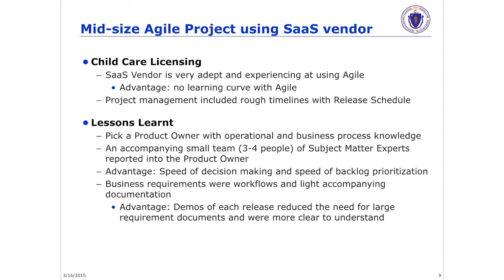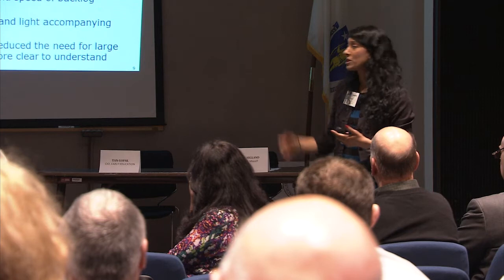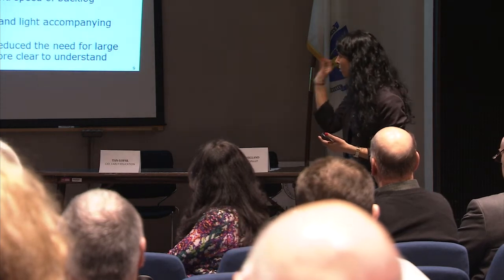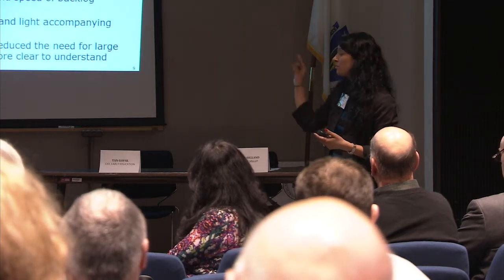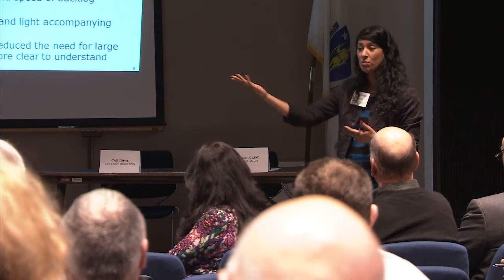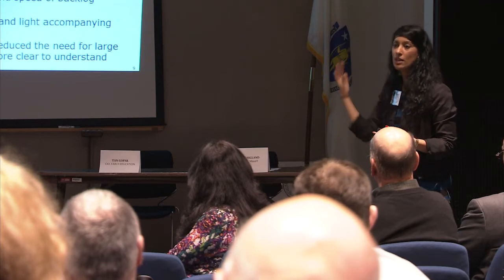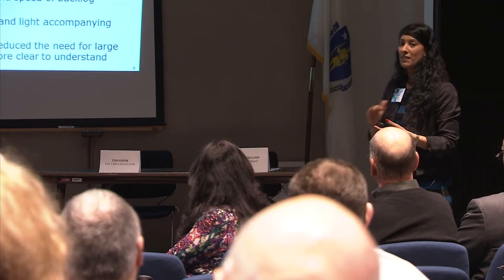So lessons learned. If you're going to procure a vendor who is well-versed in Agile, make sure you pick a product owner with operational and business process knowledge. Why? Because when you start, you need to map out your business process. And if you're going to be working just with someone who's maybe at a very senior stakeholder level as your product owner, that's not going to work.